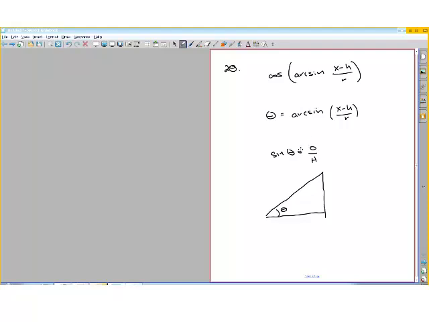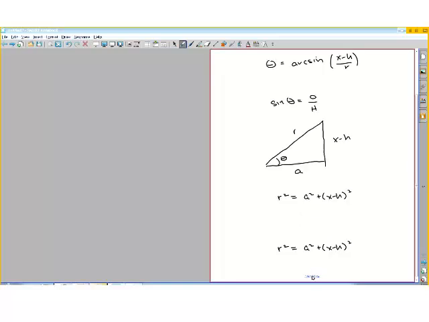So the sine is the opposite over the hypotenuse. So theta is the angle whose sine is the opposite over hypotenuse. So the opposite side is x minus h and the hypotenuse is r. We need to find this length. We know from the Pythagorean theorem that r squared, let's call this a, r squared is equal to a squared plus x minus h squared. What we want to do is solve for a. So we'll say a squared is equal to x minus h squared minus r squared.